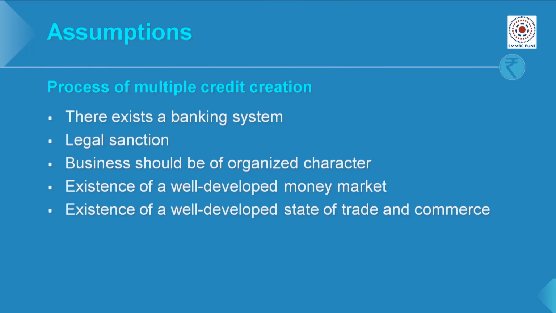The last assumption of the process is existence of a well developed state of trade and commerce in the country. Only if the trade and commerce is developed, there will be need of credit and commercial banks can create credit. In short, for credit creation process to operate, two preconditions are: one, existence of deposits, and second, demand for credit. The reason for this is banks are going to create credit out of deposits received by them.